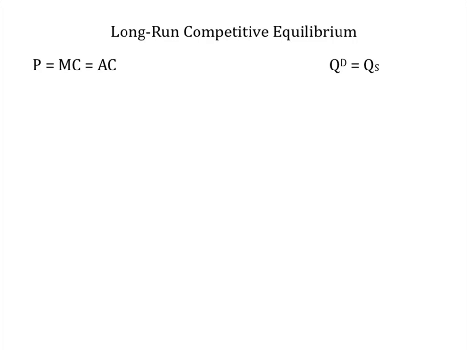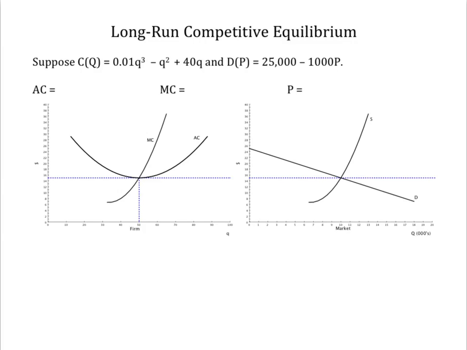Consider an example in which all firms have the same total cost curve and sell in a market with demand as given. To create the usual two-part diagram, we find average cost: 0.01 Q squared minus Q plus 40. Marginal cost: 0.03 Q squared minus 2Q plus 40.